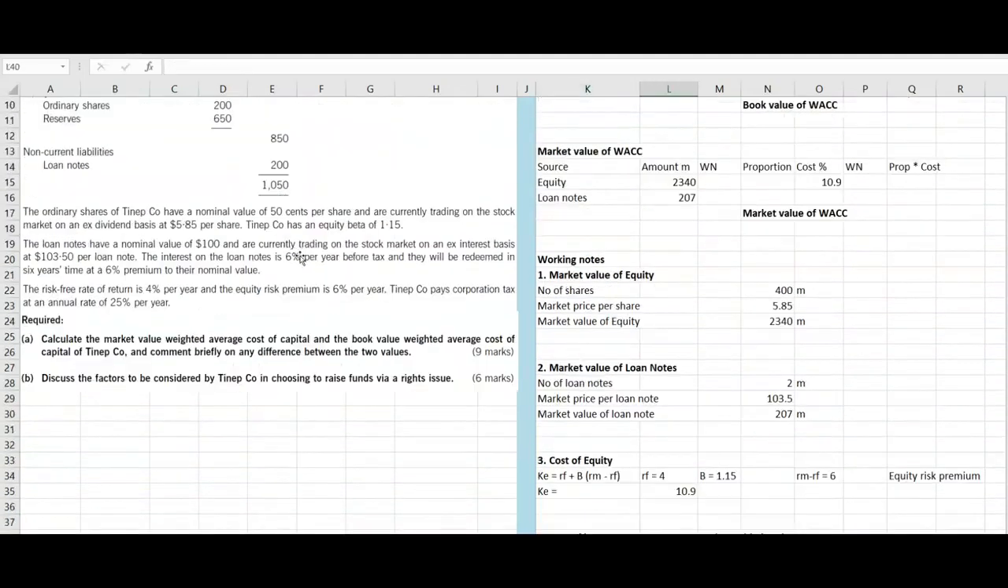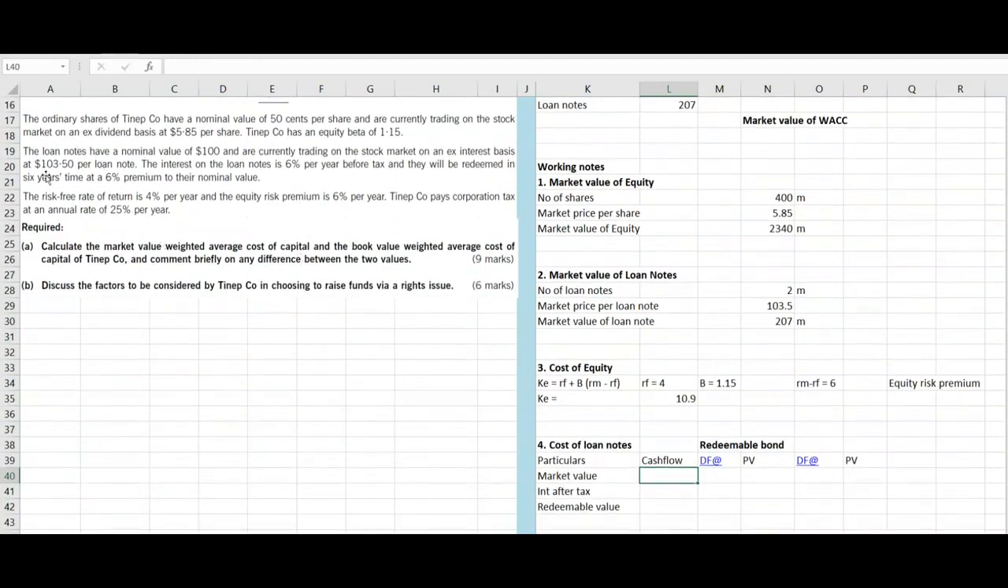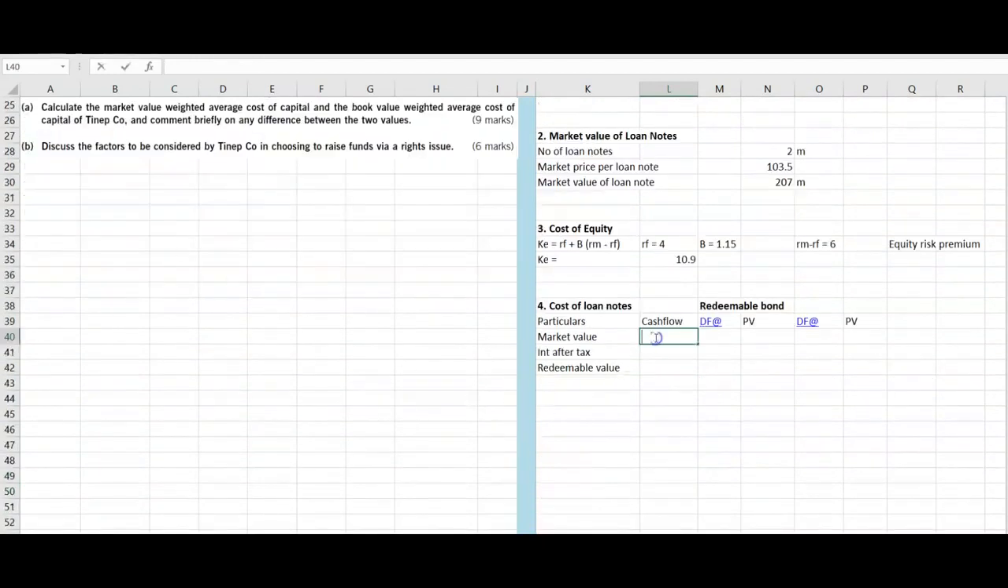Okay, so the cash flow is, the market value of the bond is 103.5. So it's a negative number. The first number is always a negative number, 103.5. So in which year is this going to occur? This is going to occur in the 0th year. The next one is interest after tax. So this we have to calculate.